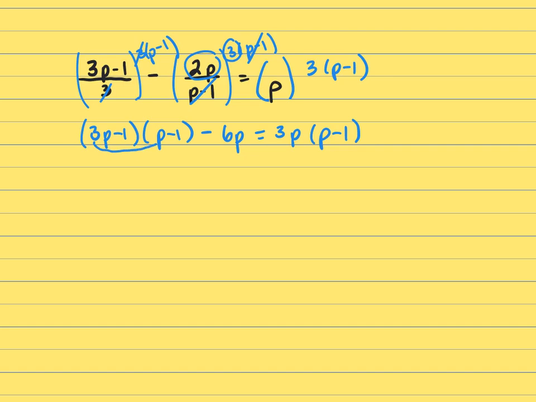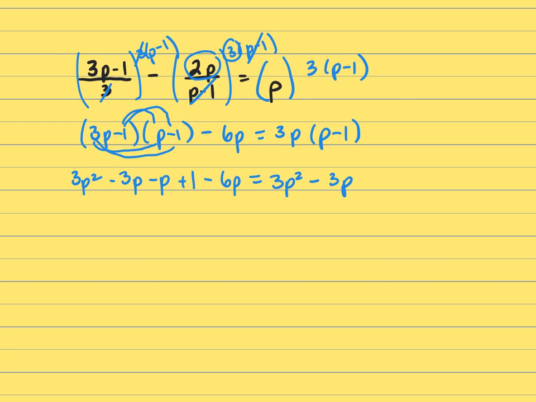3p times p is 3p squared. 3p times a negative 1 is a minus 3p. A negative 1 times a p is a negative p. A negative 1 times a negative 1 is a positive 1. And bring down that 6p. And on the right, you have 3p squared minus 3p.